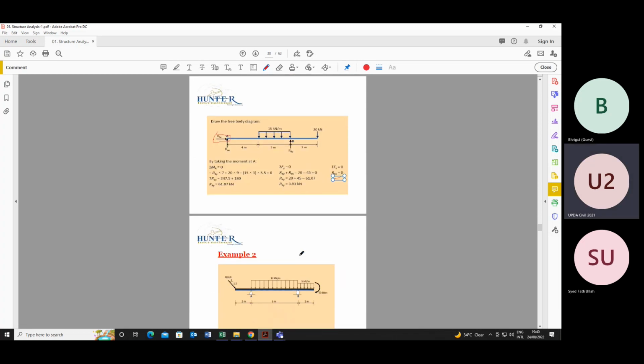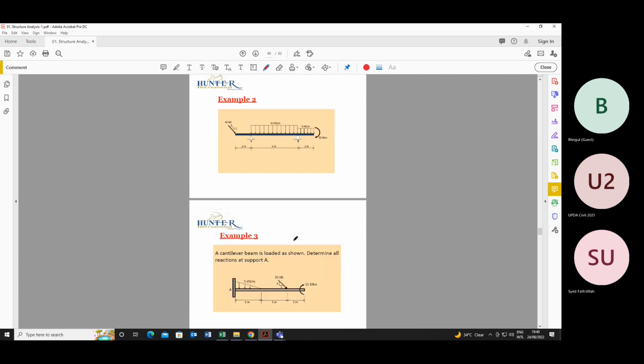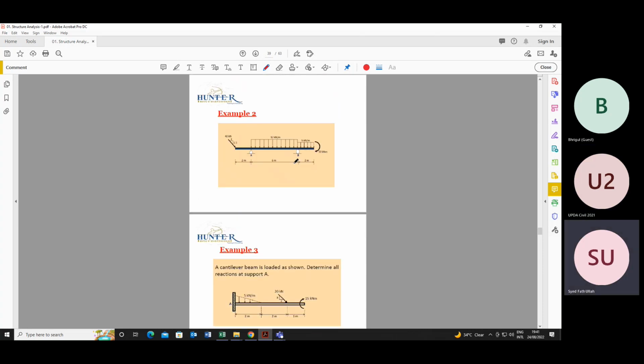Okay, clear? Yes, sir. This example shown, I think, is incomplete. During the exam, will a calculator be allowed or not?